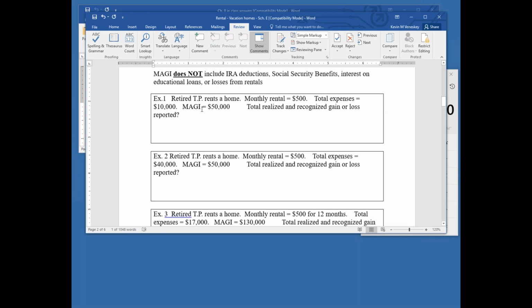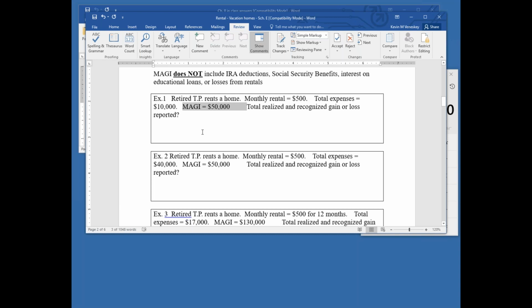Okay. All right, let's try some examples. We have this retired taxpayer. So basically meaning this is not their full-time job. They just do it on the side. Looks like they have one rental. They collect $500 a month. They had a pretty rough year and had a lot of expenses to upkeep on the house.